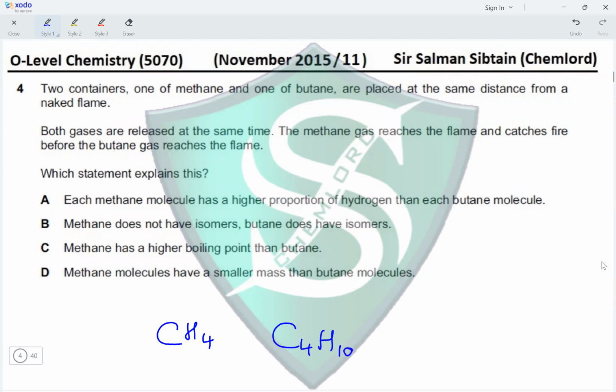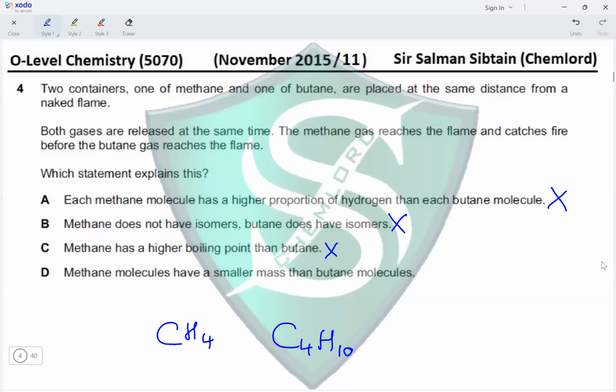There are 10 hydrogen atoms in butane and only 4 hydrogen atoms in methane. So this is incorrect. Methane does not have isomers, butane does have isomers. This is a fact, but that has nothing to do with methane catching fire before butane does. Methane has a higher boiling point than butane. Wrong. Butane has a higher boiling point than methane, but this does not explain methane catching fire before butane.